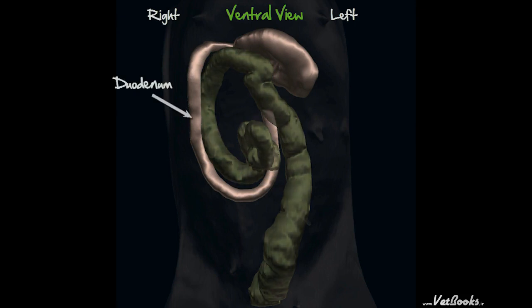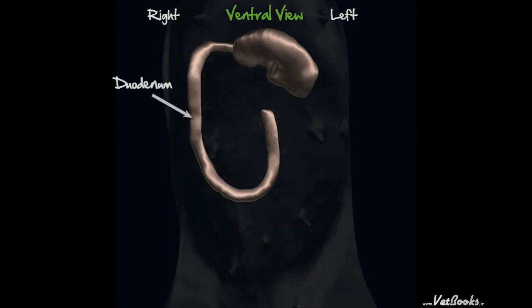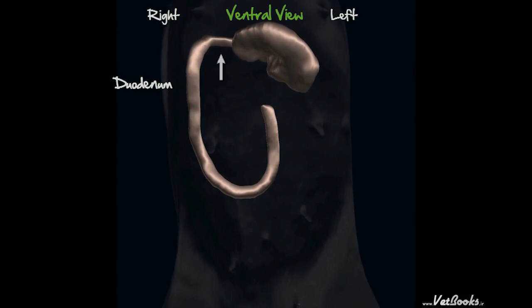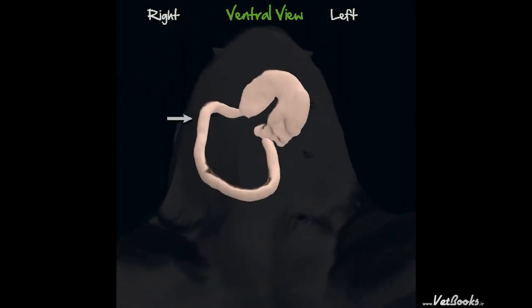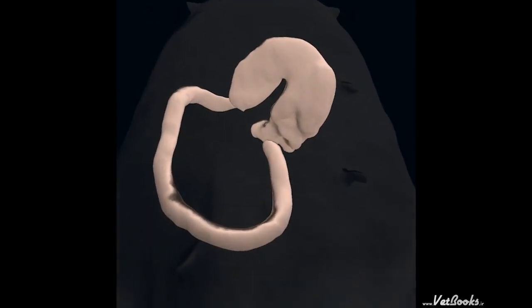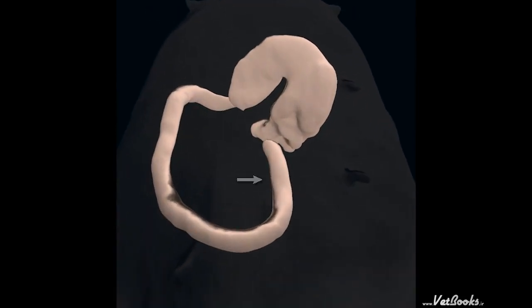The duodenum is the first segment of the small intestine. It is divided into the cranial portion that connects to the pylorus, the descending duodenum along the right abdominal wall, and the ascending portion that becomes the jejunum in the mid-abdomen, caudal to the stomach.